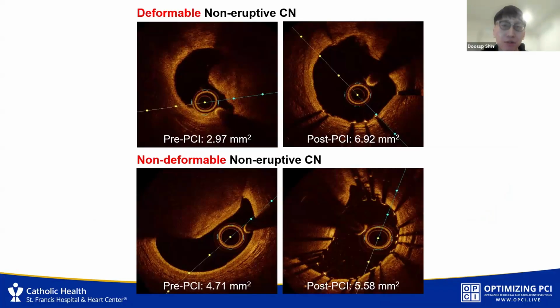Here are some case examples of non-eruptive nodules. The case on the top showed that the nodule was deformable and you achieved a good post-PCI outcome. However, the one on the bottom is a non-eruptive, non-deformable calcified nodule with asymmetric stent expansion at the end.